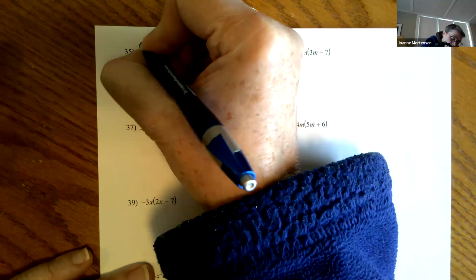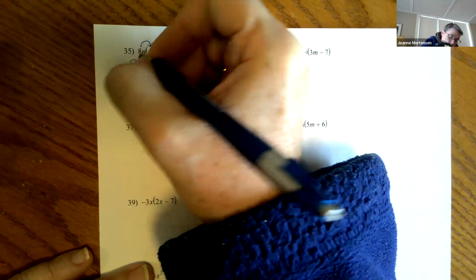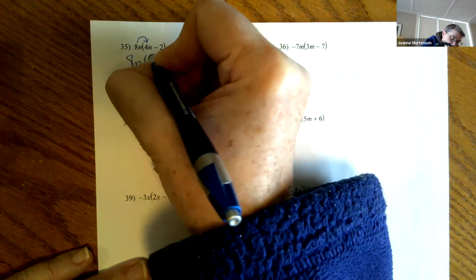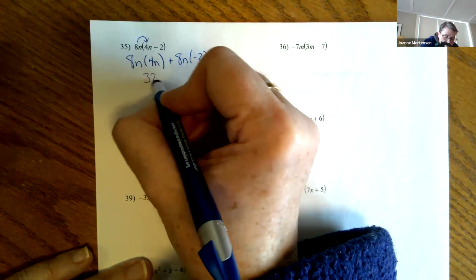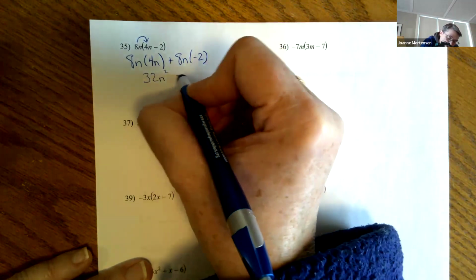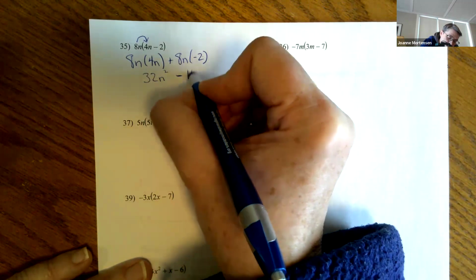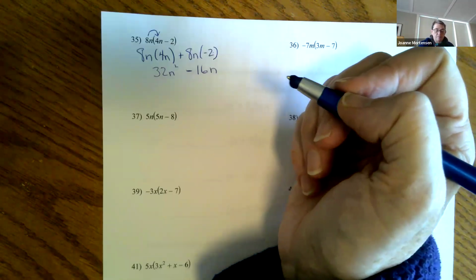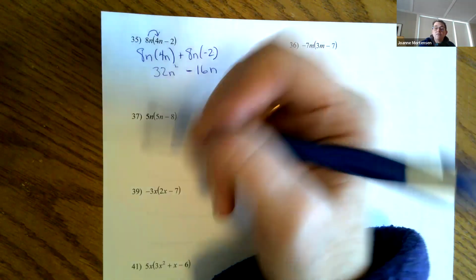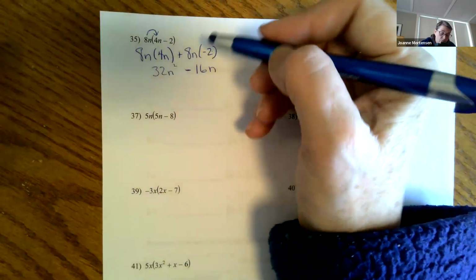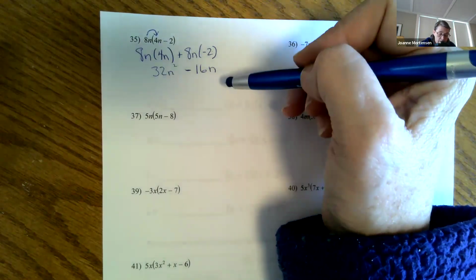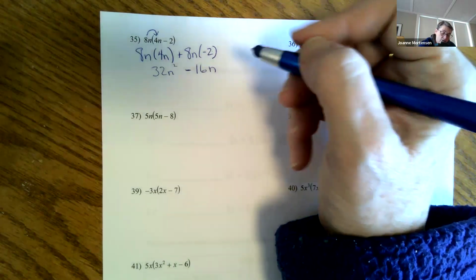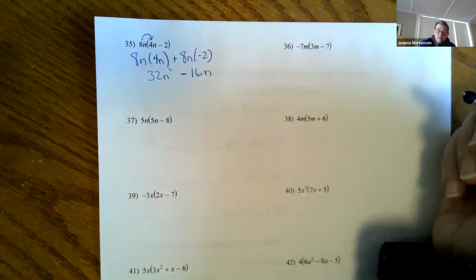So distributive property, 8n times 4n plus 8n times minus 2. 8 times 4 is 32n squared. Now careful, minus 8 times 2 is minus 16n. So always, the moment you see a negative mixed in there somewhere, double check your work. So 2 terms here, 2 terms here, check. A negative in the middle, check. So we are golden.